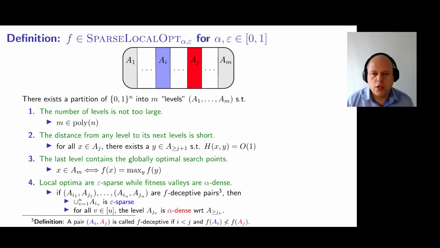If you look at the roles of alpha and epsilon, these are in some sense constraints on what problems can belong to the class. If you choose epsilon very small, it means that any local optimum has to be very sparse. And if you choose alpha very large, it means that the fitness values need to be very dense. In the other extreme case, where alpha is 0 and epsilon is 1, we essentially have no restrictions on the local optima and on the fitness values.